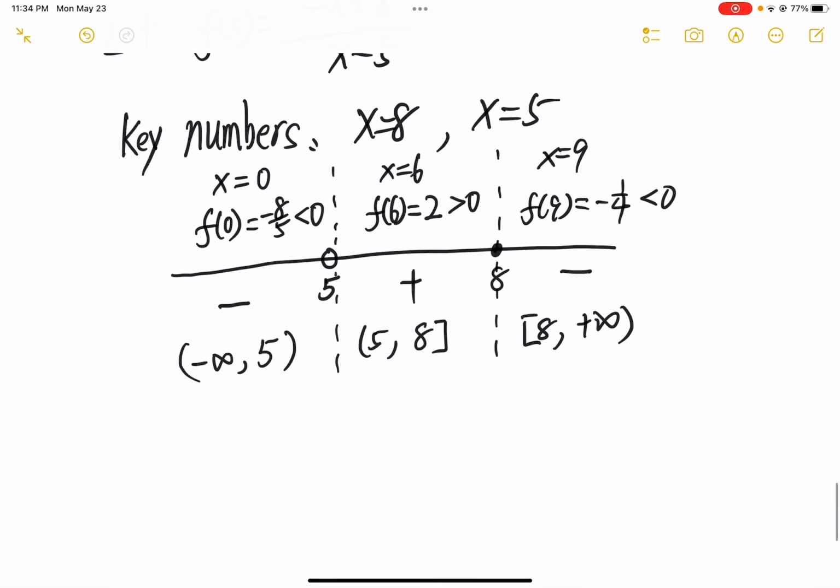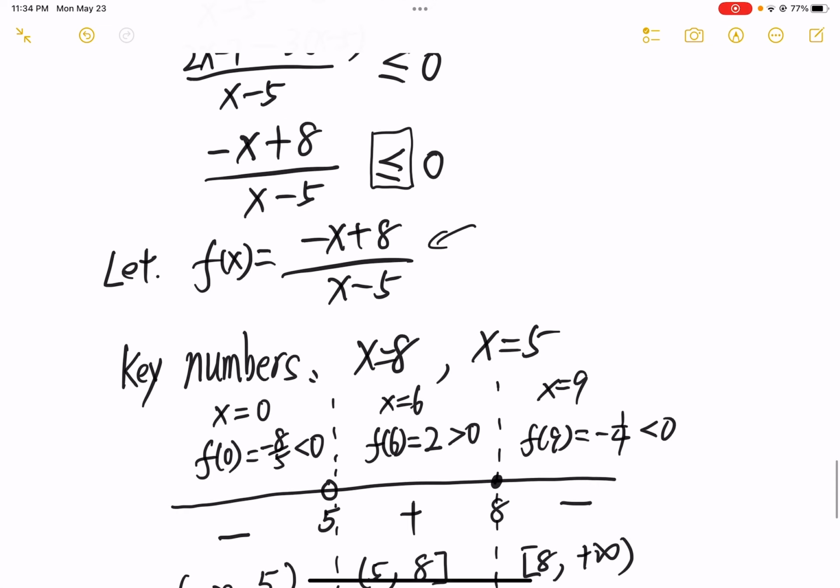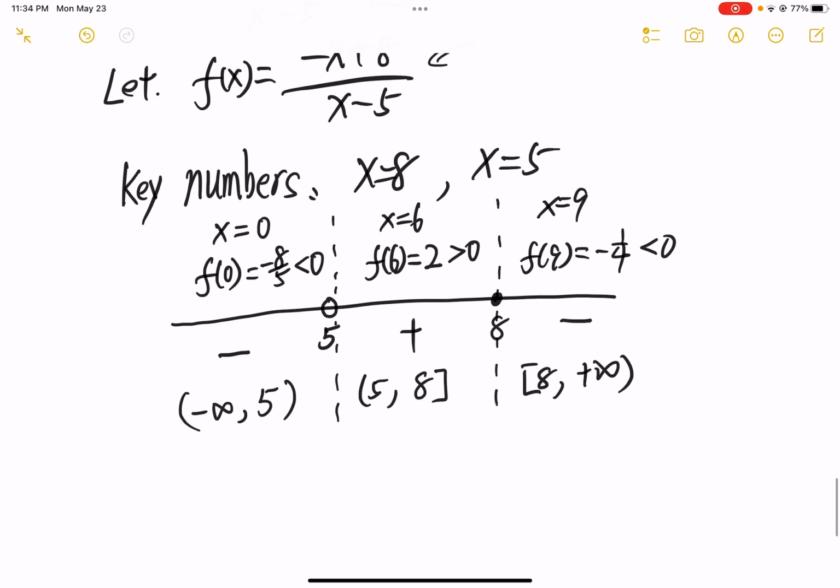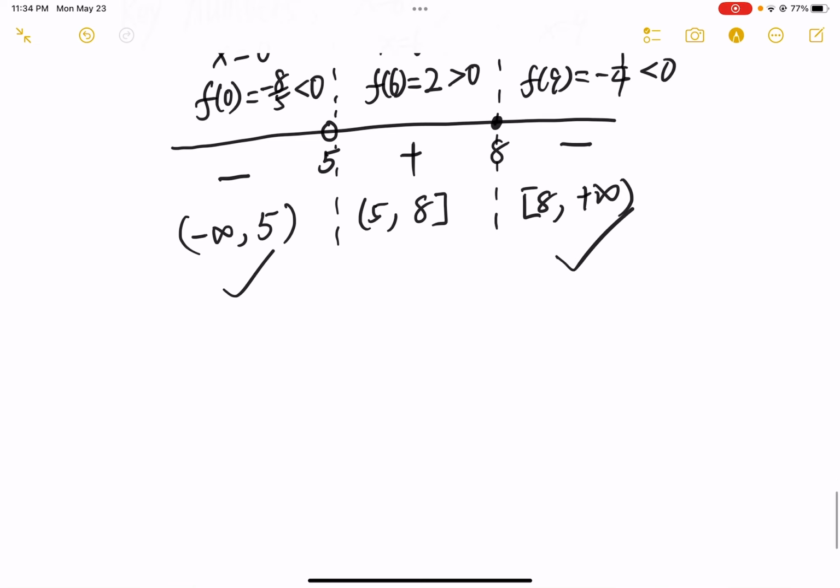Okay, so now our problem is less than or equal to 0, so we need this part and this part, right? So our solution is negative infinity to 5 union 8 to positive infinity. So this 8 is included because when x equals 8, it's equal to 0.